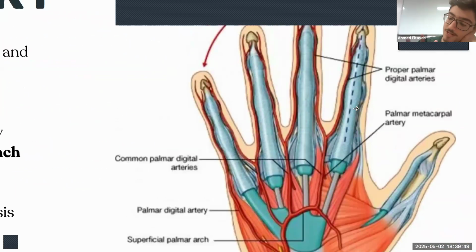But once again, what is supplying your digits? It's the superficial arch coming from the ulnar artery. What is supplying your metacarpals? And what is supplying your carpals? Mainly the radial artery, where it's giving us branches to the carpals, and it's giving us the palmar metacarpal branches.